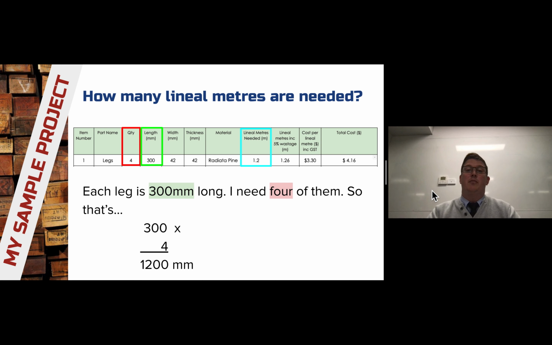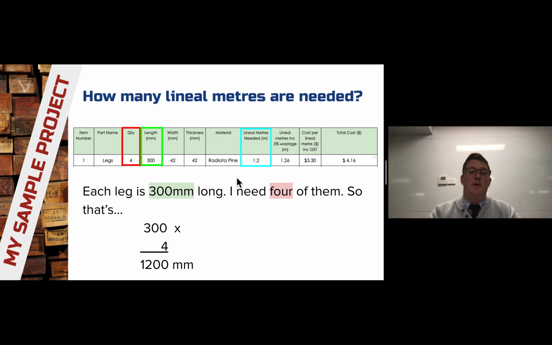So we'll start with my example here. How many lineal metres are needed? We start with some simple truths. I'm making some legs. Each leg is 300 millimetres long. So I can see in green, 300 millimetres long. That's straight from my cutting list. I need 4 of them. Again, quantity straight from my cutting list. So then I apply some maths here. 300 millimetres long by 4 in total means 1,200 millimetres, which is my lineal metres that are needed.